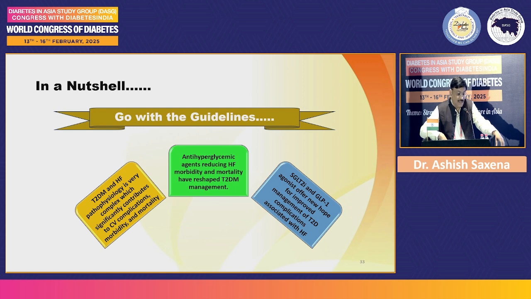In a nutshell, type 2 diabetes and heart failure pathophysiology is very, very complex. Significant cardiovascular outcomes are there. Anti-hyperglycemic agents reducing heart failure mortality and morbidity is very, very important. SGLT2 inhibitors and GLP-1 agonists are some of the newer drugs and a new hope for diabetic patients, apart from ARNI and the MRAs which we are using for patients with heart failure.